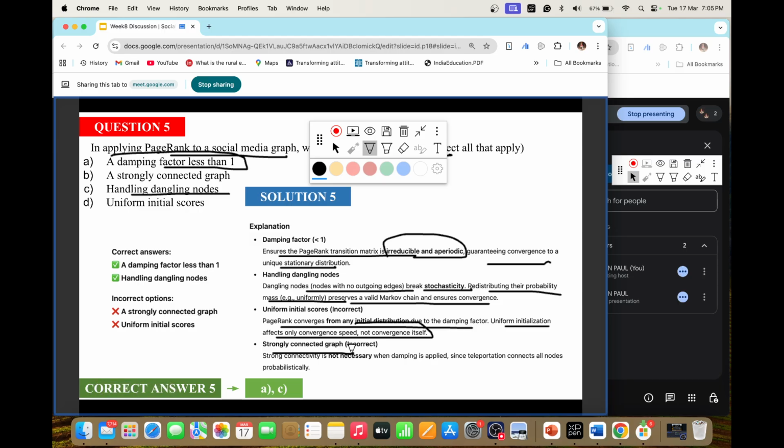A strongly connected graph is also incorrect. Strong connectivity is not necessary when damping is applied, since teleportation connects all nodes probabilistically, because in teleportation we are doing this 1 minus d by n. So this is known as teleportation. We are doing it to ensure that even if the graph is not strongly connected, it will converge. Okay, so option A as well as option C is the correct answer. So this is regarding the first case.